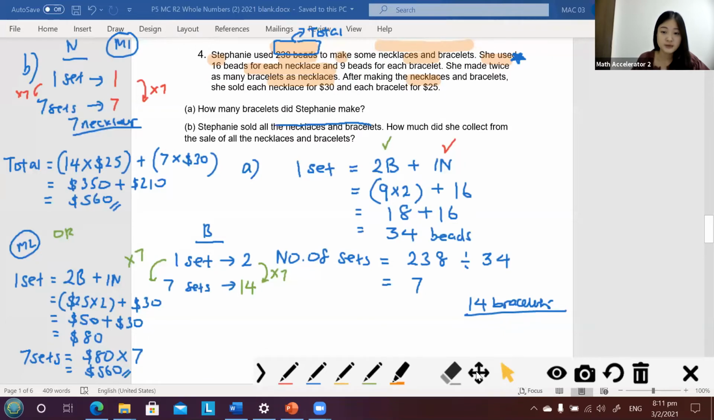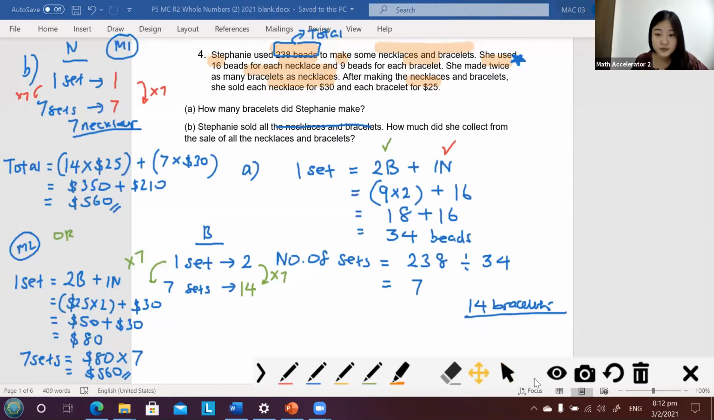So can you type in the chat, let me know which method do you prefer for part B? Do you prefer method 1 or method 2? Okay, put M1 or M2. Which one do you prefer? Okay, M1, M1, M1, a lot of M1. Okay, so some like method 2. Quite a lot of you like method 1. Some are indifferent. Both also okay. Yeah, Catherine, okay, fine with both.